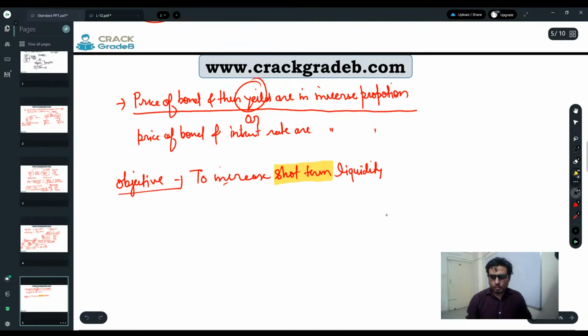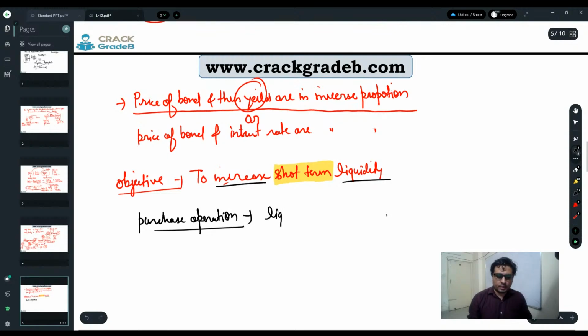Now we know from the definition of market operations, if RBI wants to increase, just forget this term short term for now, just focus on increasing the liquidity. So if RBI wants to increase the liquidity, for that objective RBI will go for a purchase operation, and liquidity will increase. Right? Purchase operation.